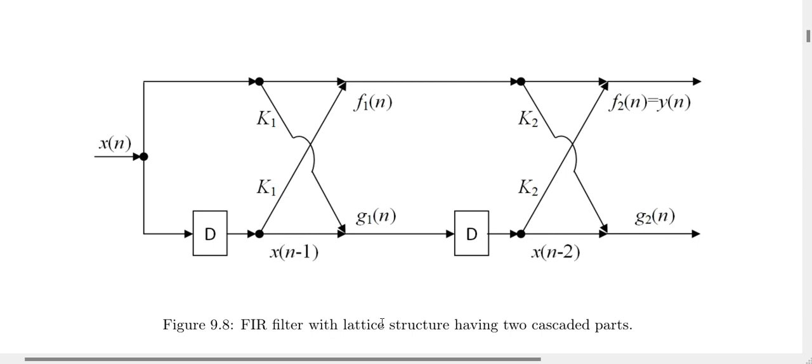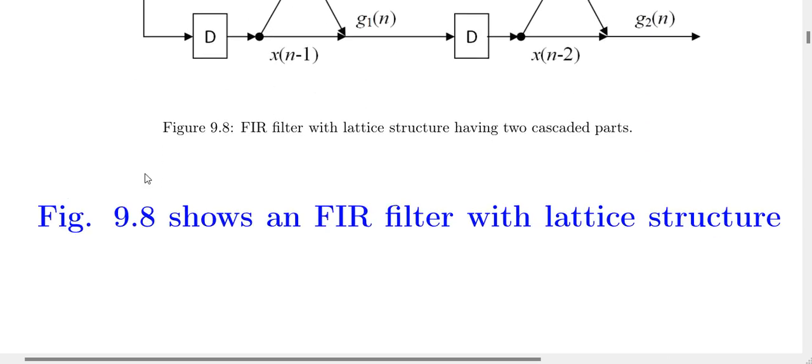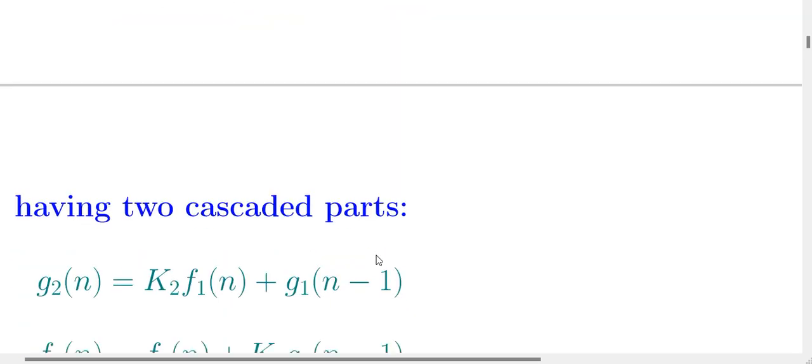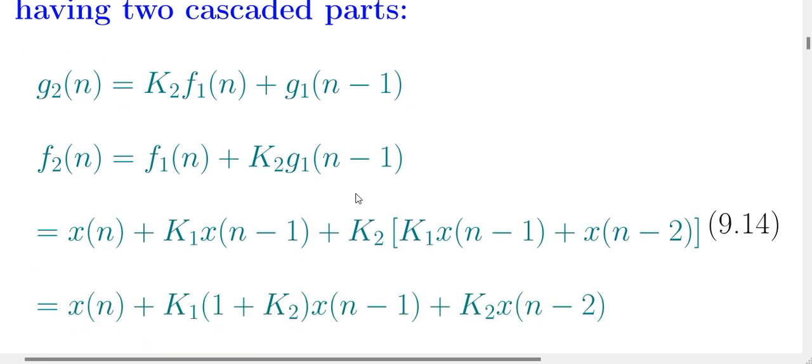Now, an FIR filter with lattice structure having two cascaded parts. Very simply, just add the first part to the end of it. You'll have two parts. Again, K1, F1, G1, and delay, K2, F2, and G2. Figure 9.8 shows an FIR filter with lattice structure having two cascaded parts.